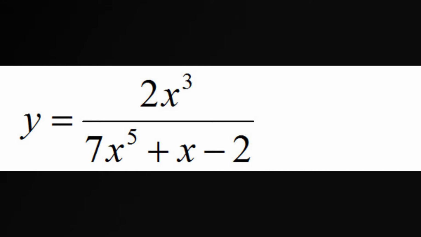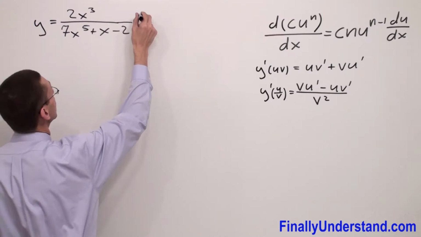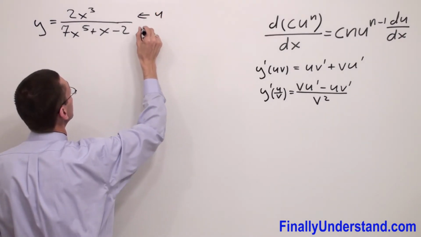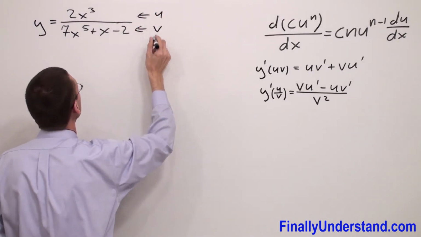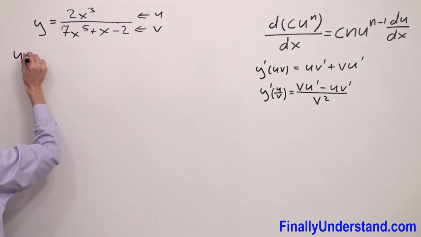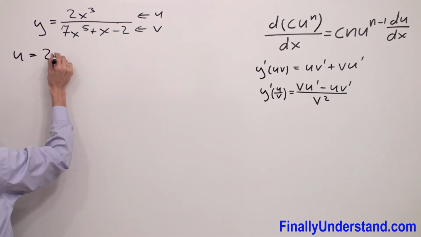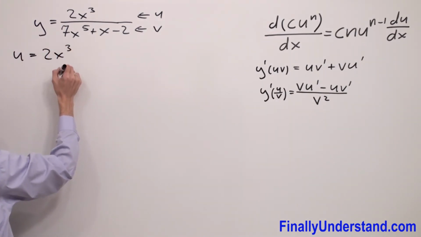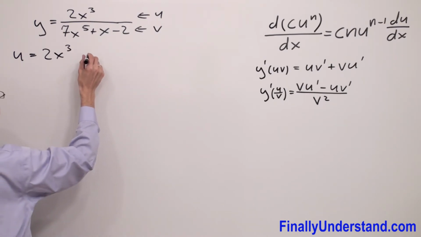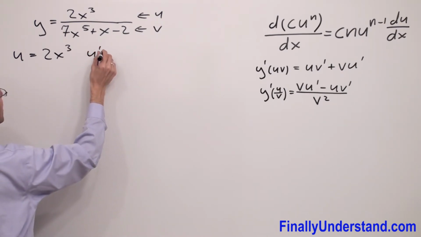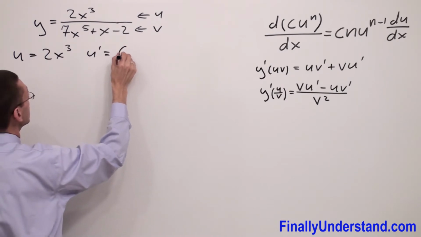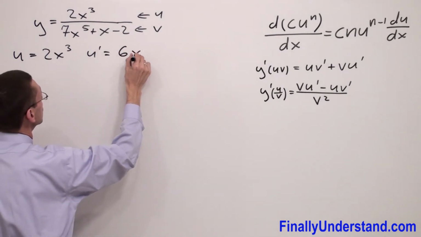Let's take a look at this example. Again, the numerator is my u. The denominator is my v. So I have u equals 2x cubed. u prime is equal to 6x squared.